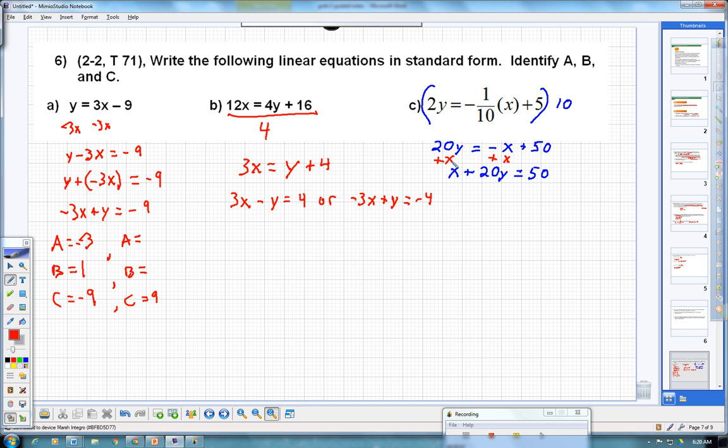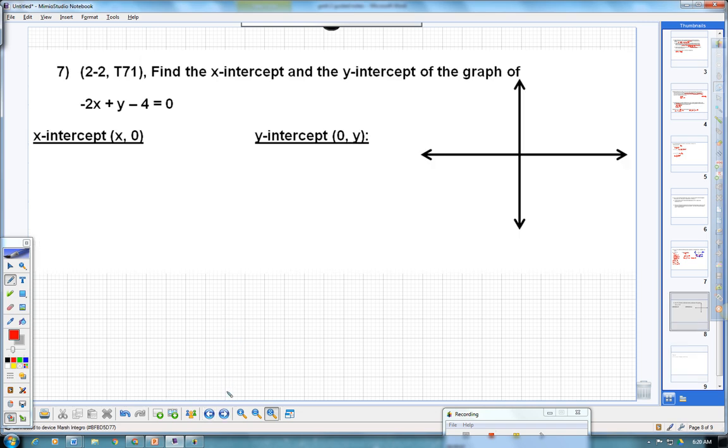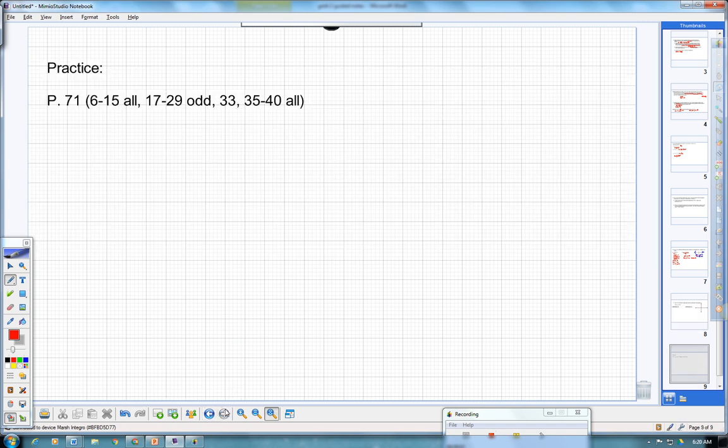Unfortunately, I do have to stop there for today. I am going to go ahead to your practice and show you your practice. We'll do this example, find the x-intercept and the y-intercept, when I get back.